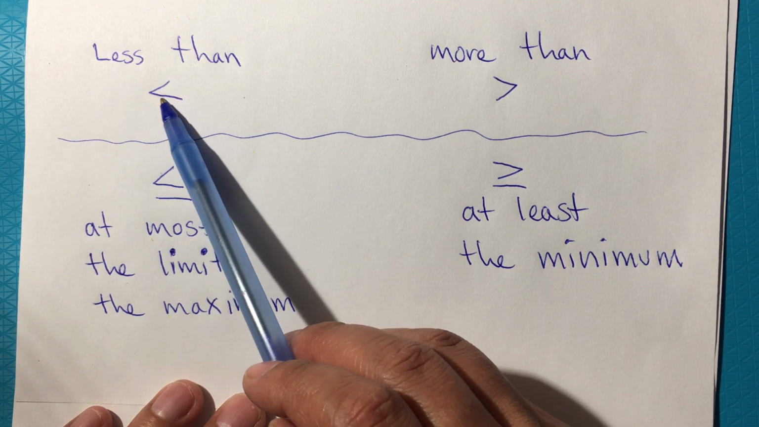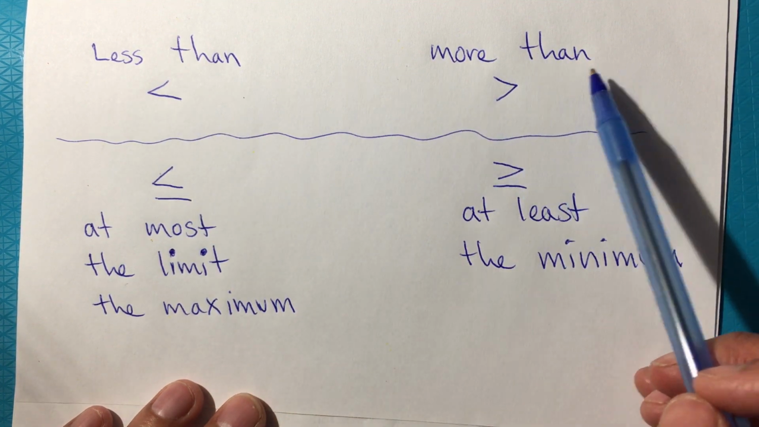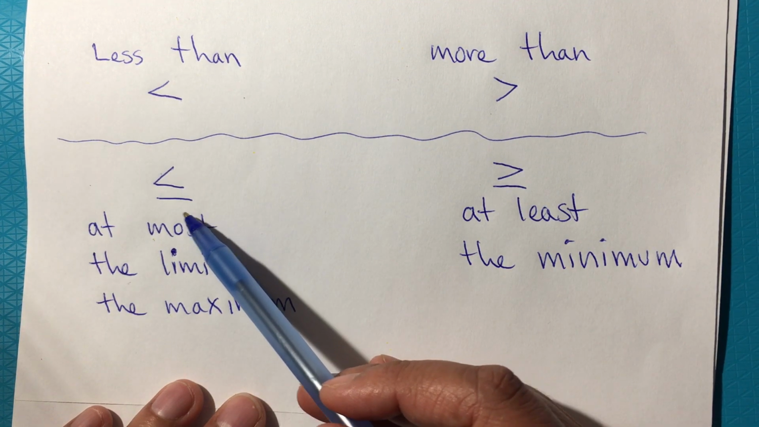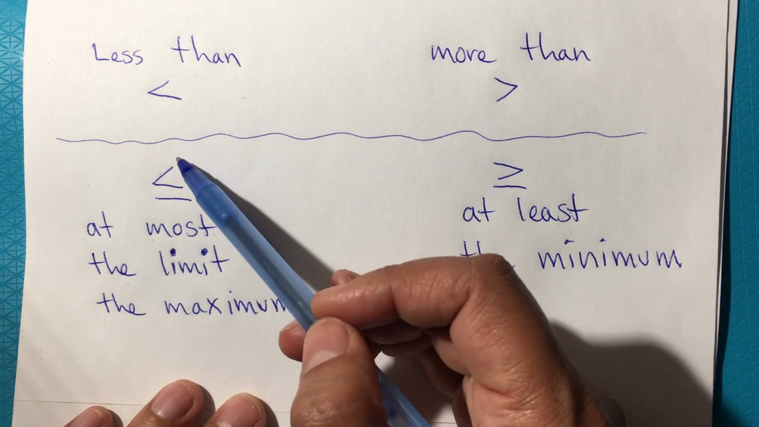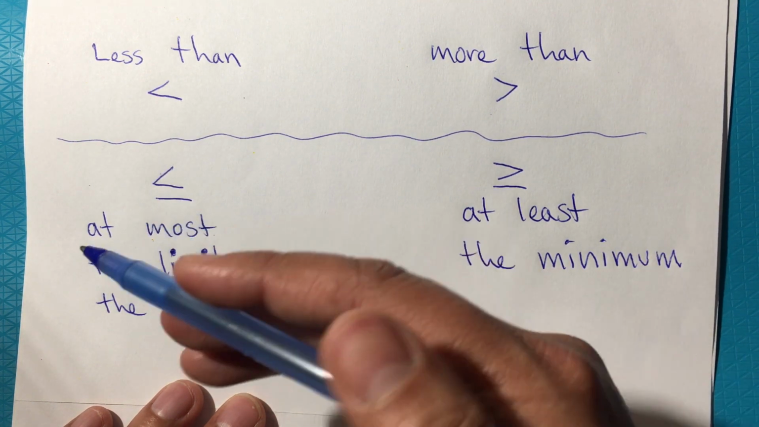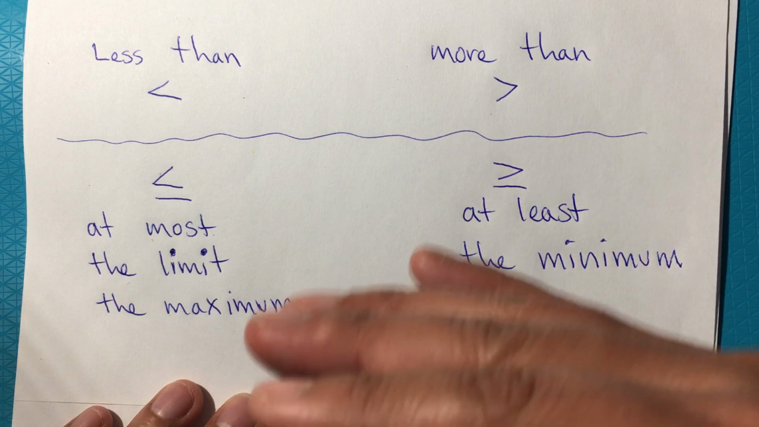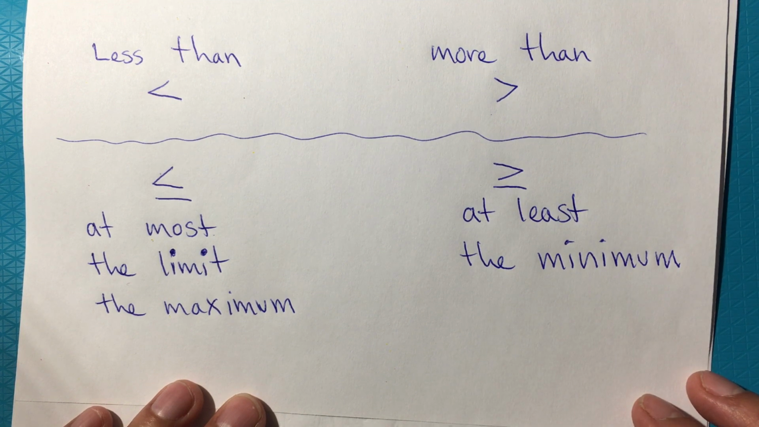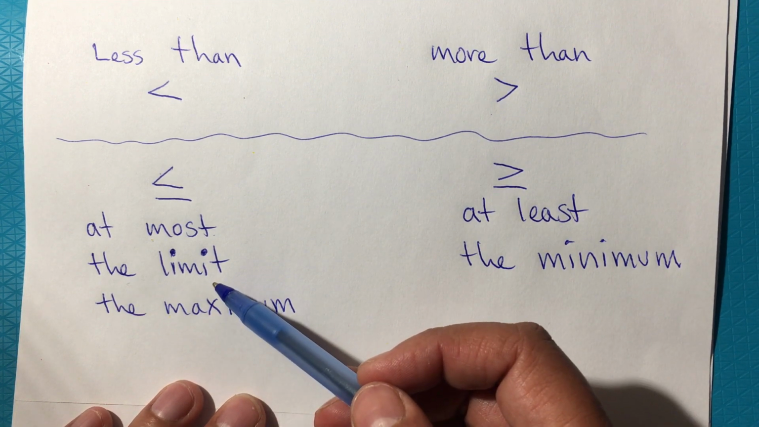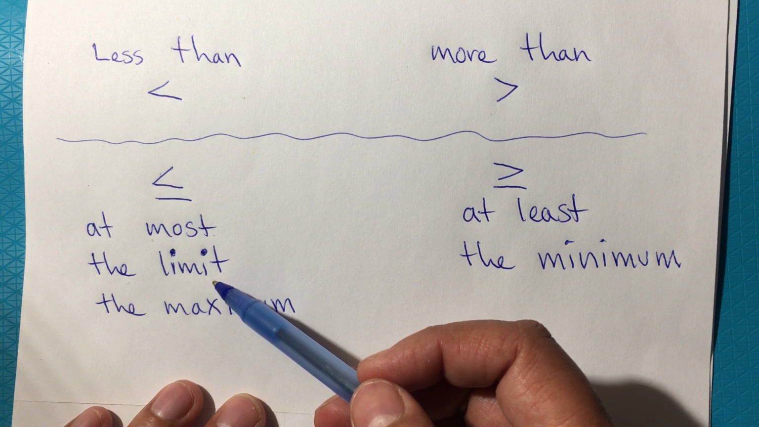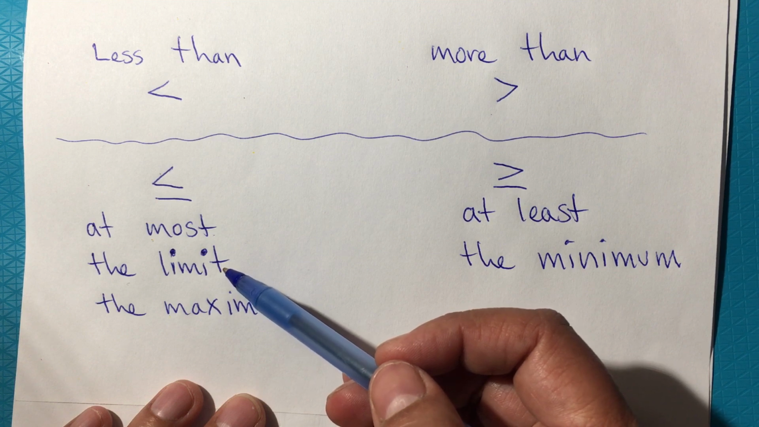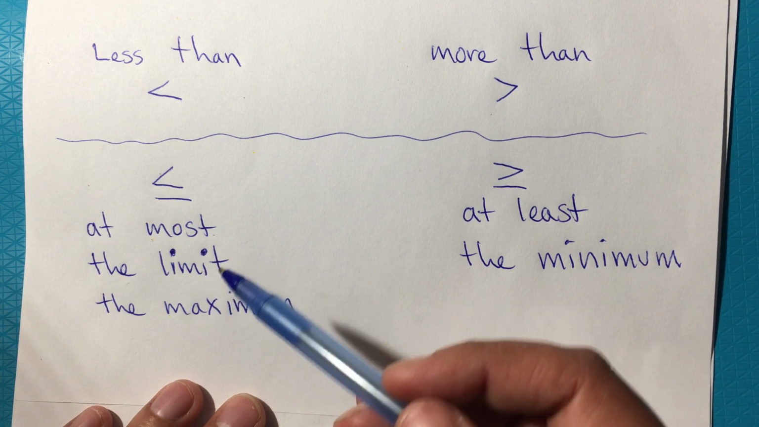Less than means you use this symbol. More than, you use this symbol. At most, even though it sounds like the word more, in reality means less than or equal to, because that's the limit of at most. That's the most that I'm going to give. At most, I'll pay you $1,000 for this car. The limit also, if there's a limit for people in a room, that's the maximum. You have to have that amount or less.